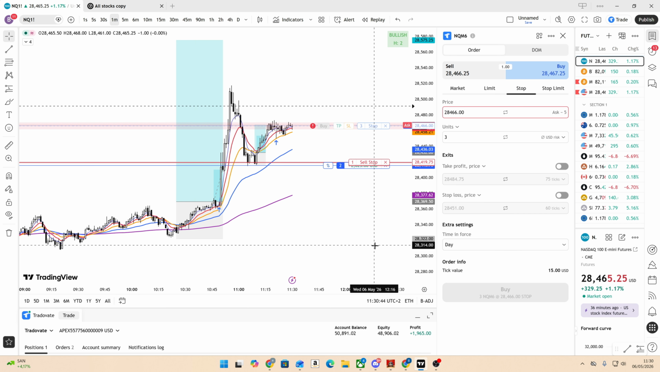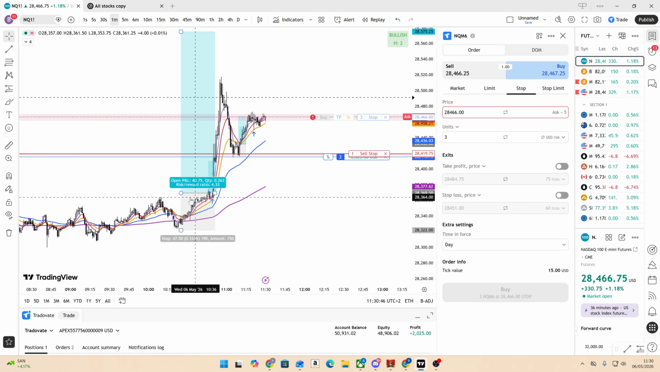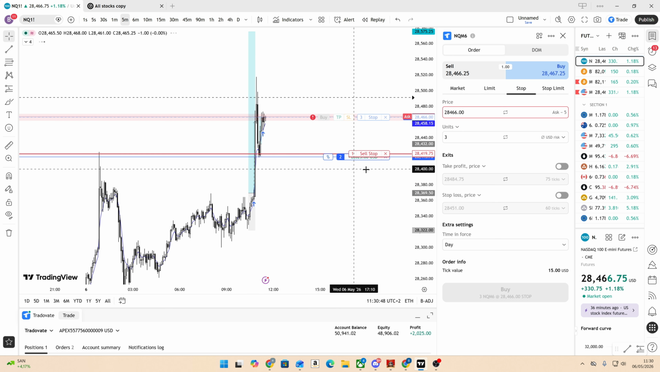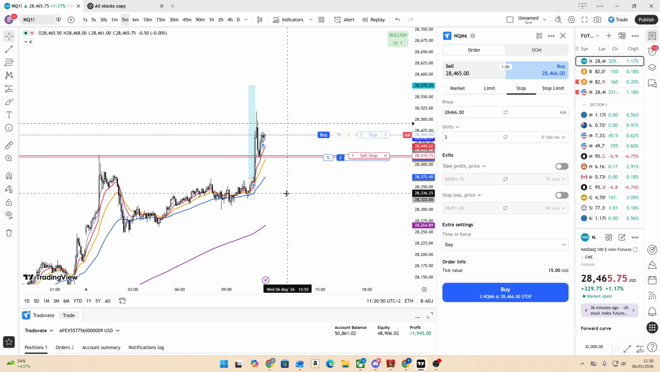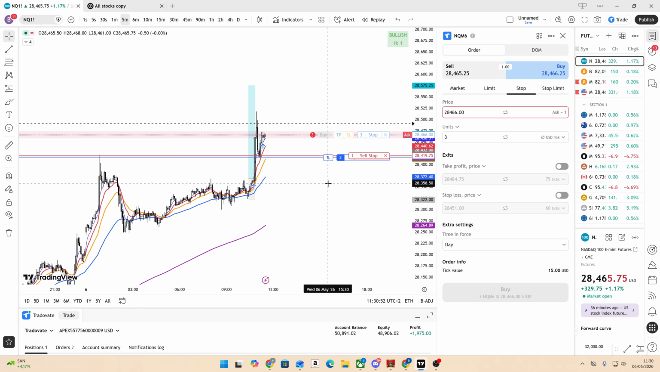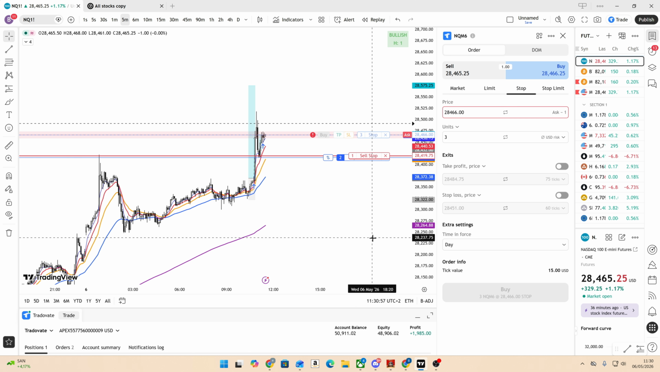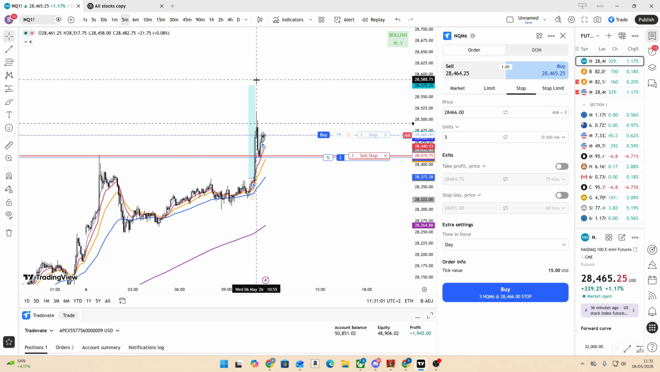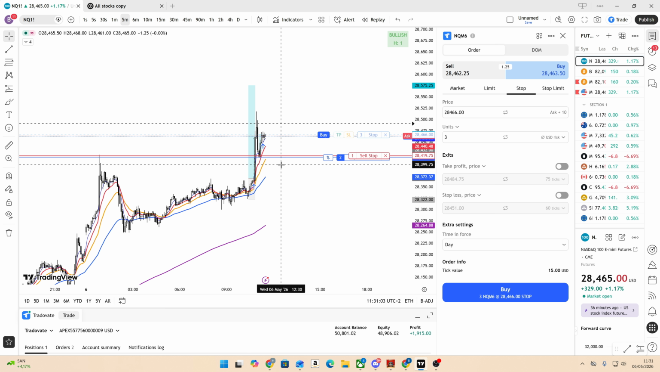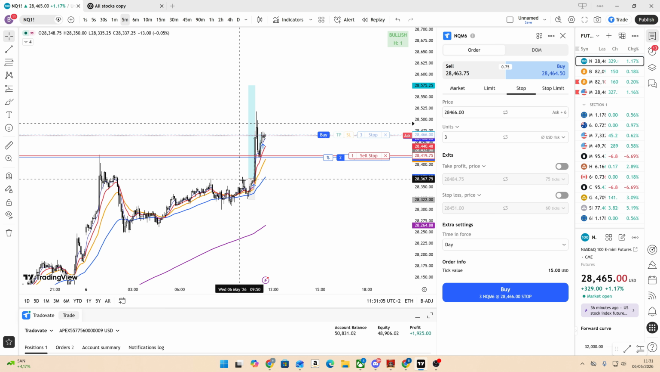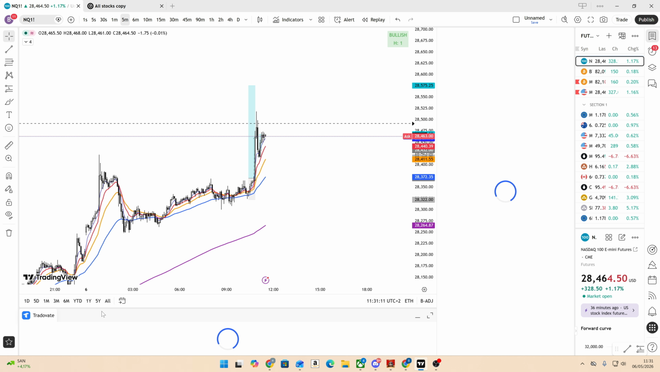We enter off of this area right here. The main entry was a 5-minute entry. It was actually off of this area. It was quite late, but it's okay. We were in drawdown. That's why we need a bigger win, but that's okay. We entered twice, one here and one here, to get to profit quicker. I don't know if it's gonna happen, but that's what we did.